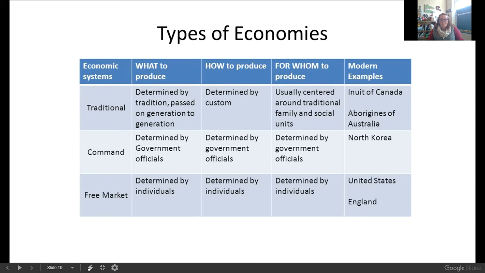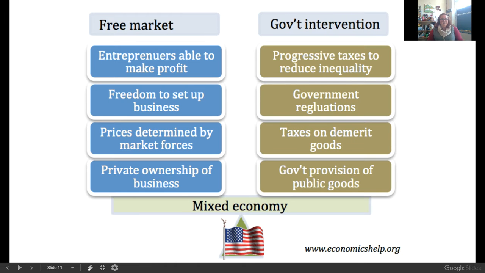Then you have command economies. That's basically the government is telling the market what to produce. How to produce it is determined by the government, and for whom to produce is determined by the government. And the perfect example of that is North Korea. And then you have free market. What to produce is determined by the individuals. How to produce it is determined by the individual. And then for whom is determined by the individual. Then the best examples are the United States and, of course, England.